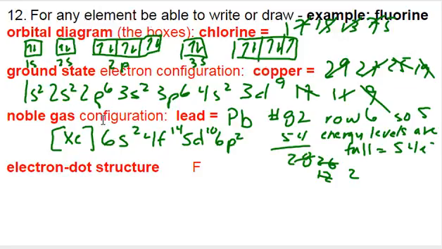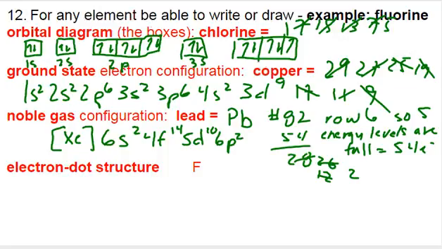Because I looked at row 6 is where 82 is at, where lead is at. So I looked at the end of row 5 to see what 5 full rows would look like. It would look like Xe. It's always whatever's in the far right. So 81, I'd still use Xe, but then when I put them in, I'd only have 6p1 because I'd have one less electron. Let me do the dot structure, and I'll do another noble gas one.